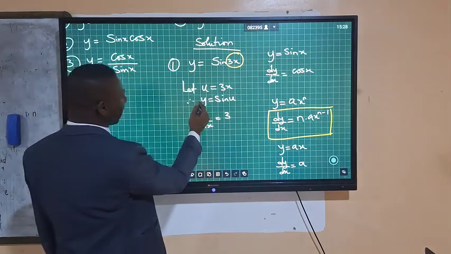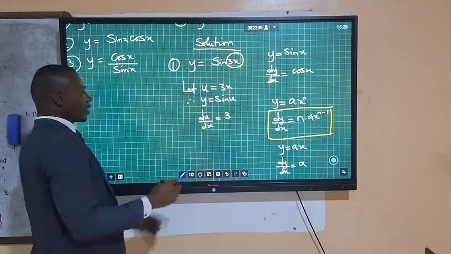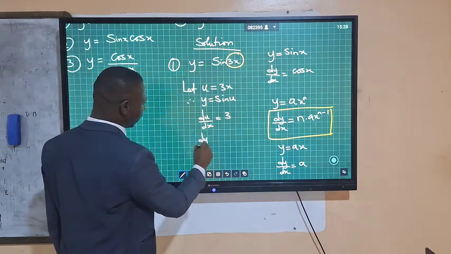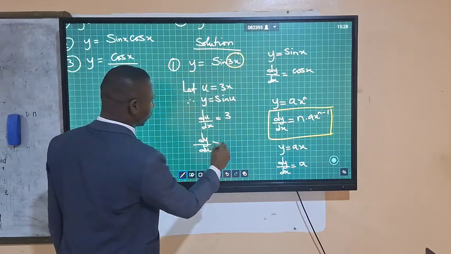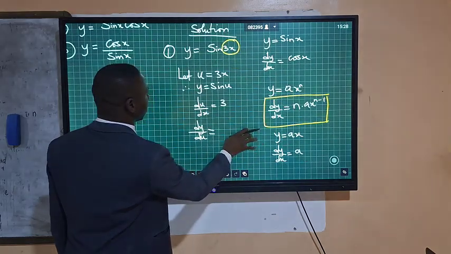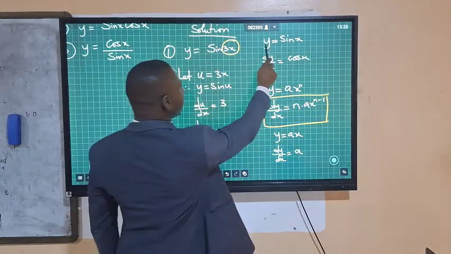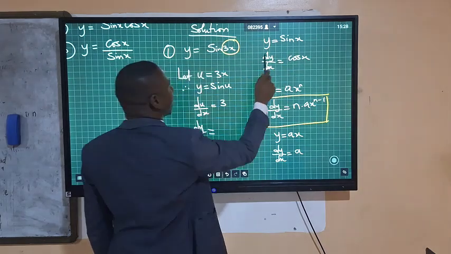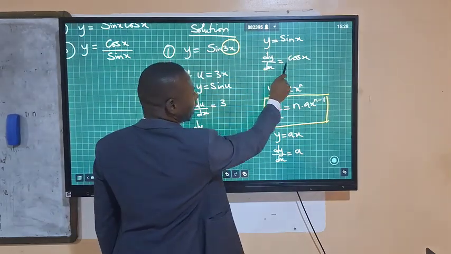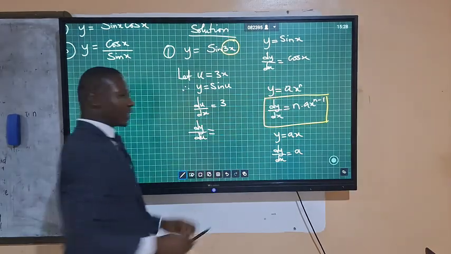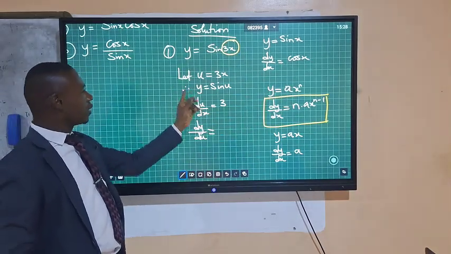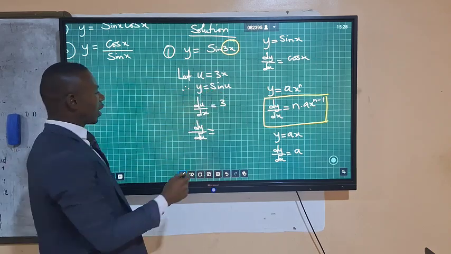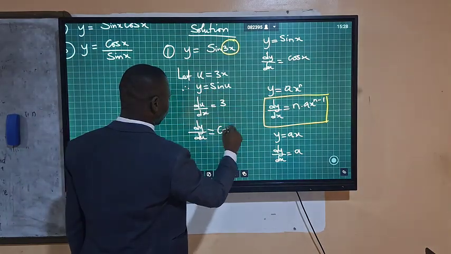So in this case, let's go back to differentiate our function y with respect to u. Then we have dy over du would be, when we differentiate y equal to sine x, dy over dx is giving us cos x. So let's apply it here. So when we differentiate y with respect to u, what we have is cos u.